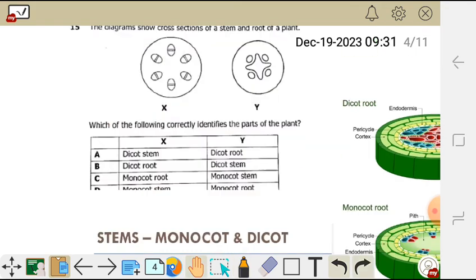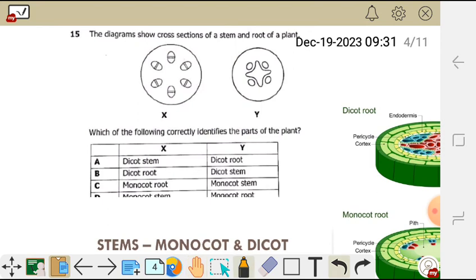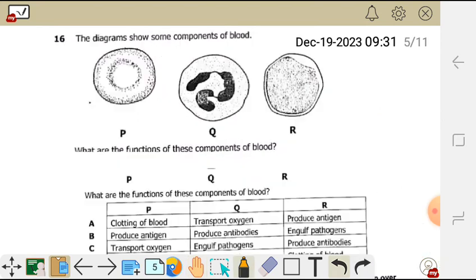So the correct answer here is A. A is the correct answer. We move on to question 16.